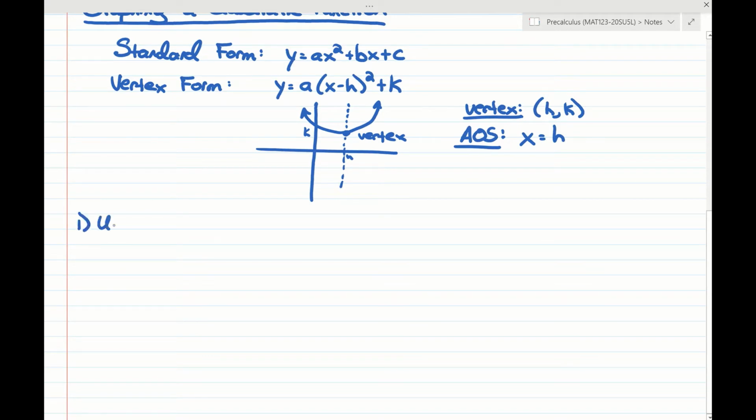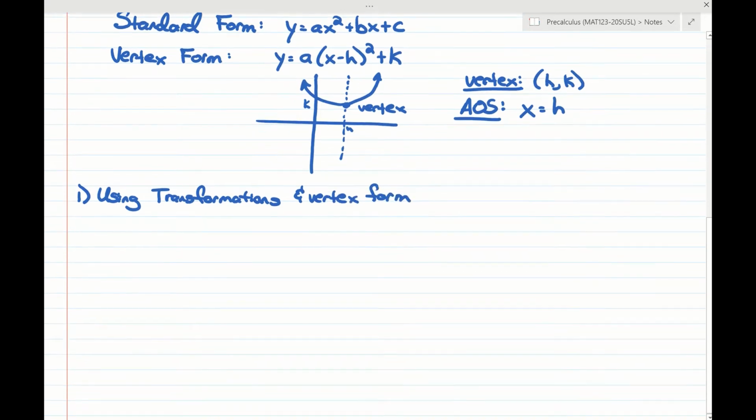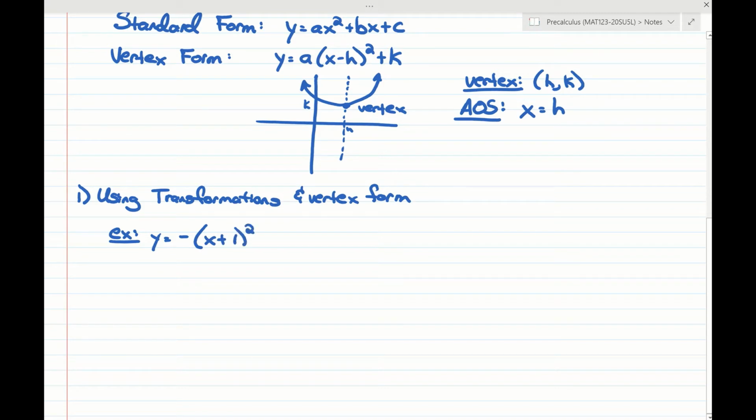First type of example, I want us to use transformations and vertex form. So what if we had a problem like this? y is equal to the opposite of (x plus 1) squared minus 3. So we could graph it. It's going to be a quadratic to the left 1, flipped over the x-axis, or reflected over the x-axis, and then down 3. So let's see what this looks like.